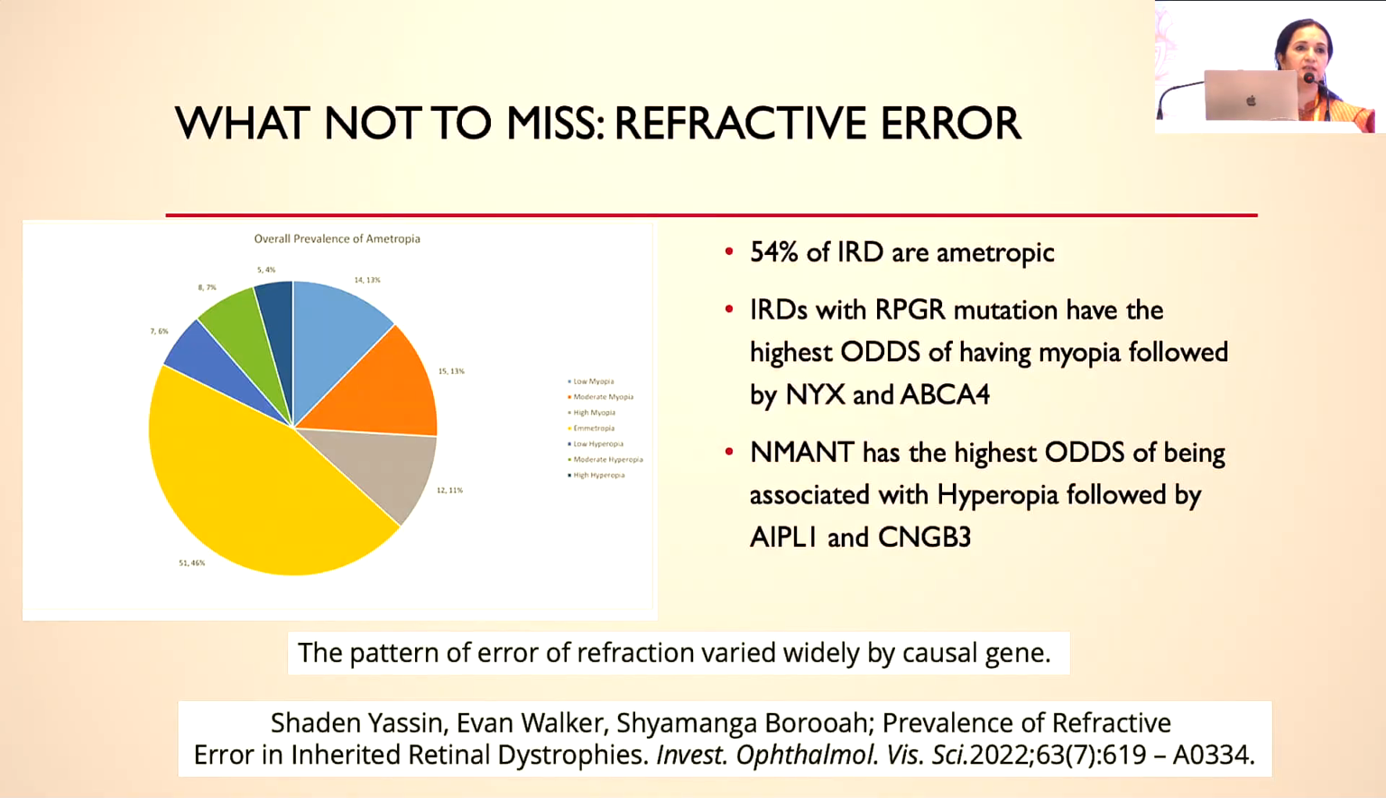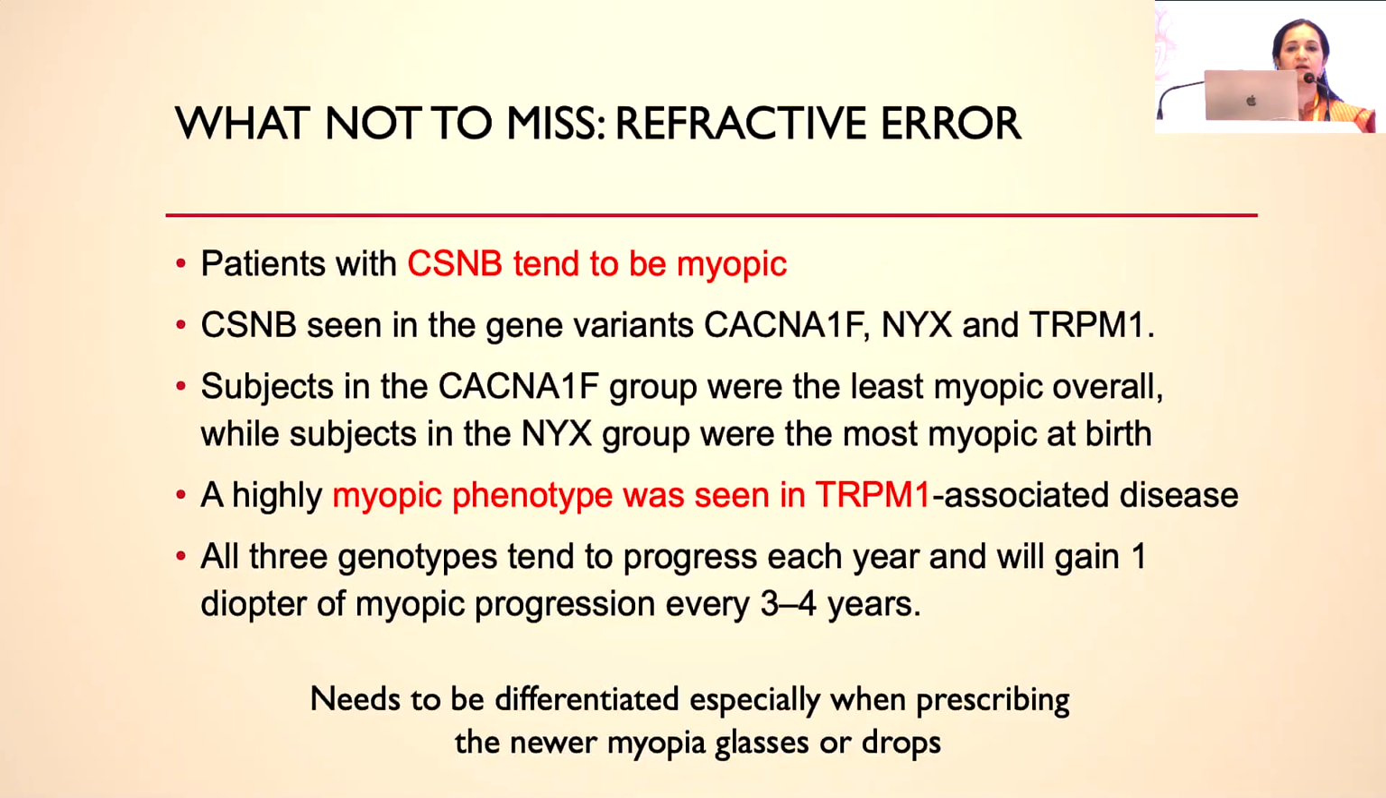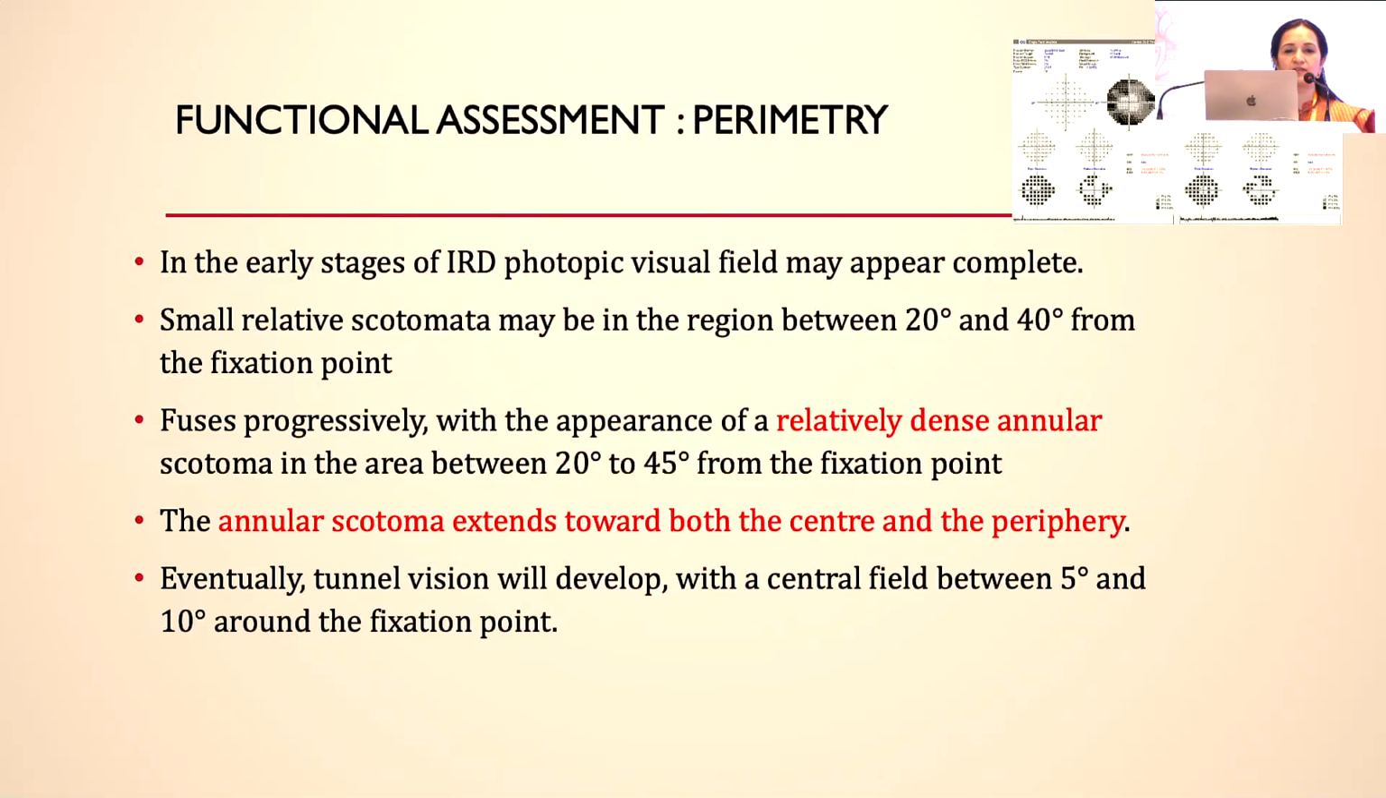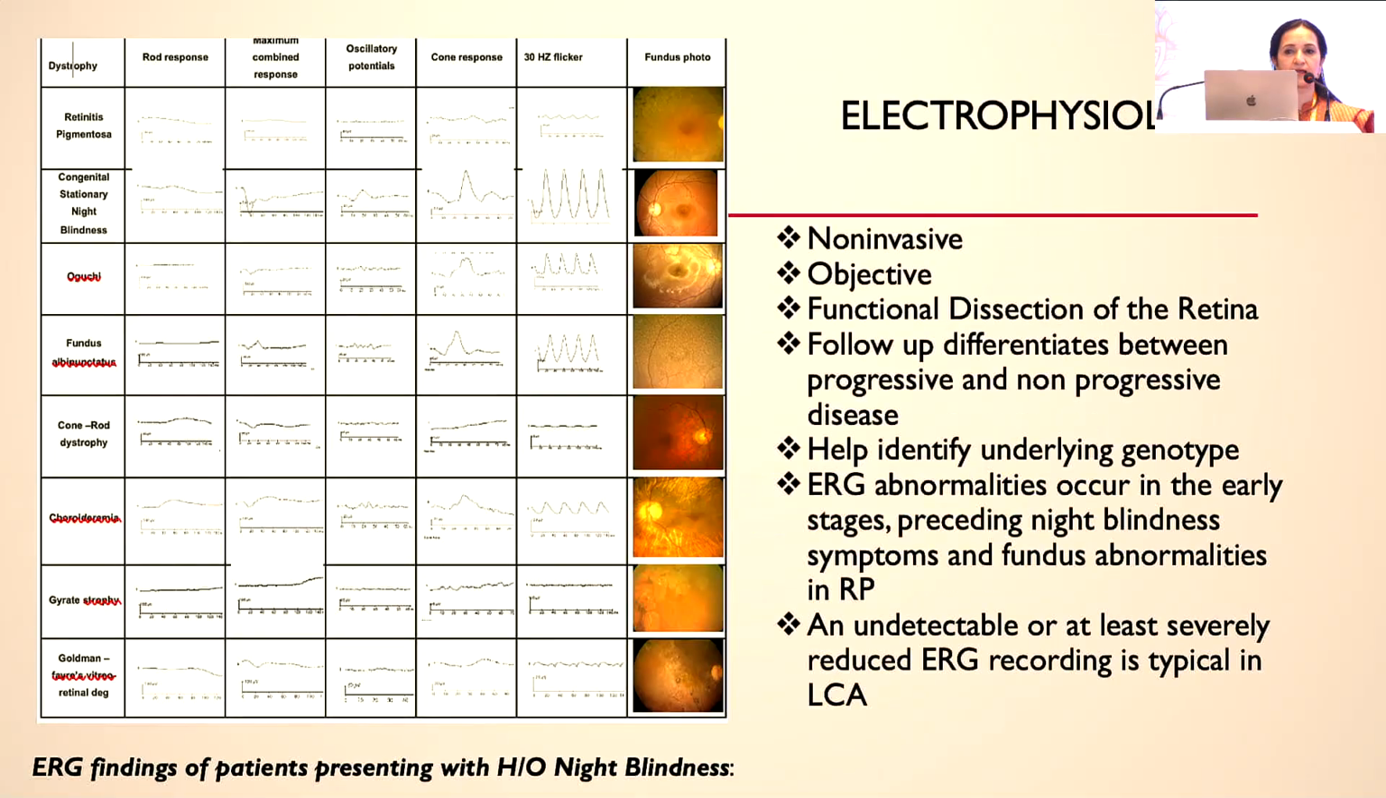So whenever you see a patient of high myopia without a history of myopia in the family, one of the things you could consider is IRD, and you should ask leading questions about any color vision defects or any night blindness. Tilted disc and tessellated fundus, along with 6 to 7 diopters of myopia, is actually pathognomonic of CSNB and could have a TRPM1 gene mutation. Perimetry is another form of functional assessment, and most importantly, of course, is electrophysiology.